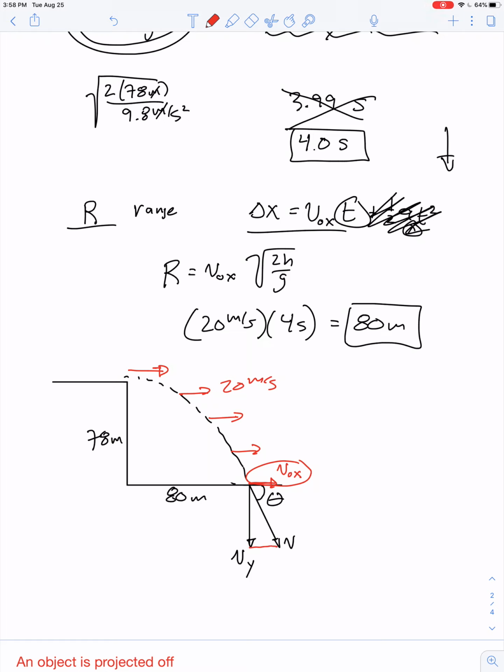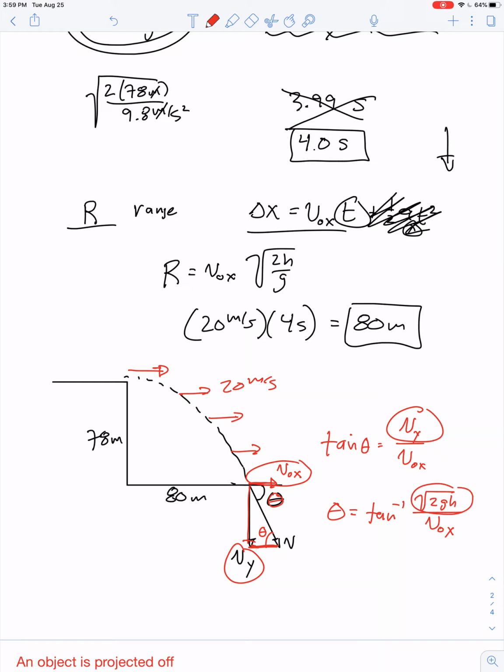So here's a right triangle. And that angle theta is the same as this angle theta. Opposite that angle is the vertical velocity, and adjacent to that angle is the horizontal velocity. So tangent theta should be equal to the vertical speed divided by the horizontal speed. So theta is the inverse tangent of that ratio. Well, the vertical speed of impact is the square root of 2gh, and the horizontal speed of impact is whatever it was initially. So let's calculate this square root of 2gh.